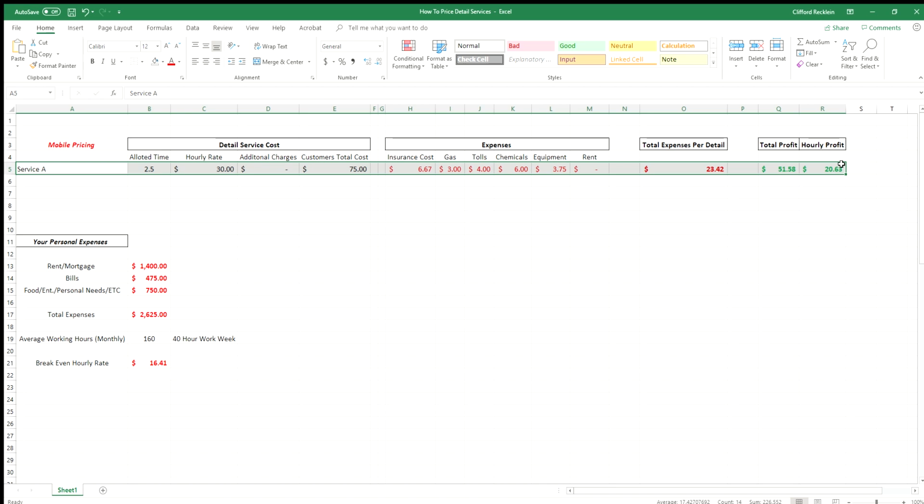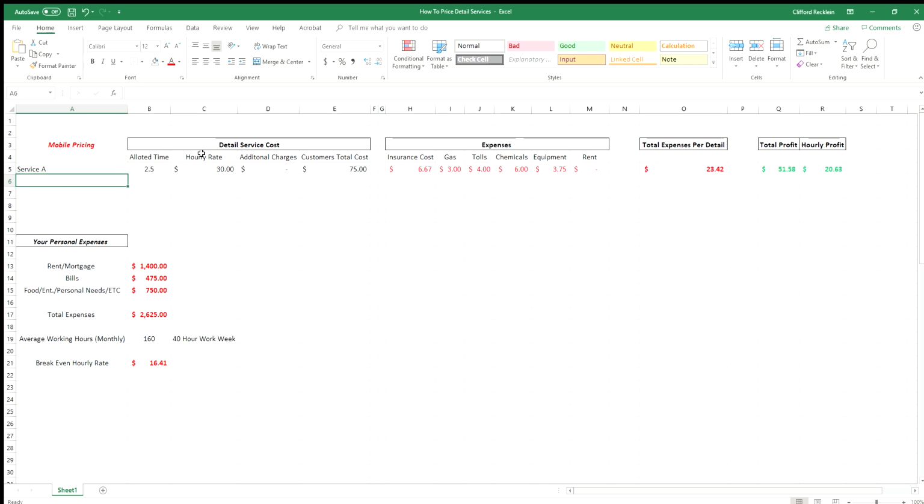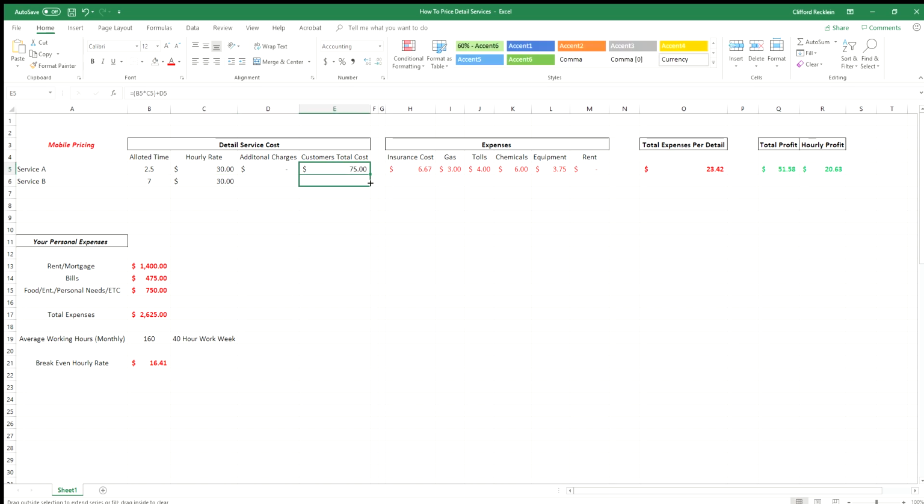Service A compared to service B, you could do this equation in order to come up with some sort of number, but you also have to take into consideration the amount of difficulty or amount of skill that it takes in order to complete that detail. So what I'm talking about is service A, we were saying, was just an exterior detail, right? Well, if I was to do service B, which is a paint correction, we may take 7 hours on that, right? And I guess we could do $30 an hour. And then we can drop this down, right? So now we're charging $210.